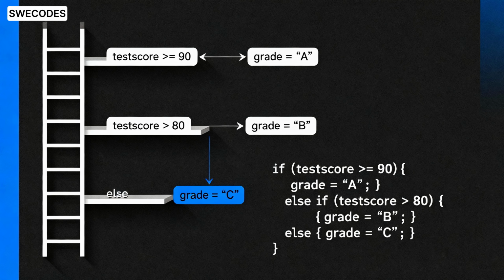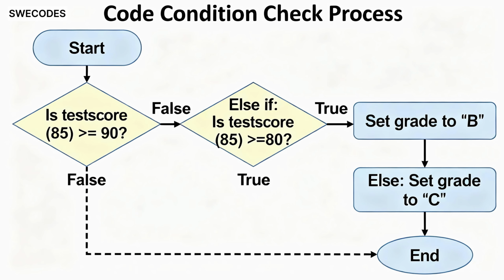The code checks these conditions in order, and the moment it finds one that is true, it executes that block and ignores the rest of the entire chain. Let's say the test score is 85. First check, is 85 greater than or equal to 90? False. Move to the next rung. Else if, is 85 greater than 80? True. Execute. The code sets grade to B. Stop. Because it found a true condition, it skips the final else block completely.